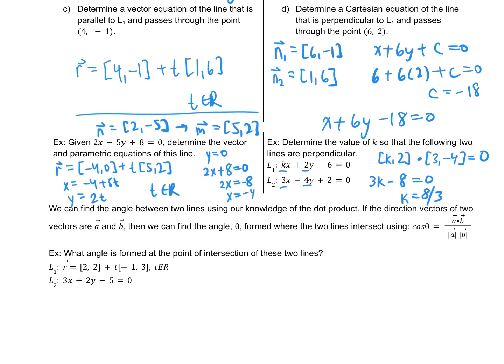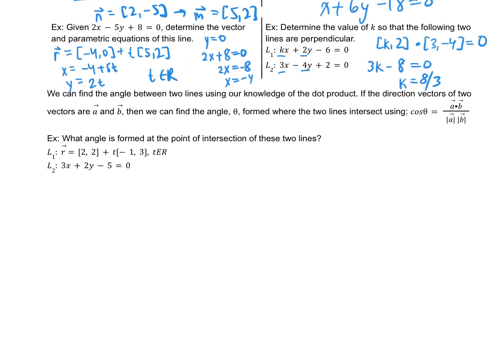All right, final little topic here. We can find the angle between two lines using our knowledge of the dot product. If we take those direction vectors and think about our knowledge of the dot product, we can isolate for cos theta. So if we take the dot product of a dot b, but in our case it's going to be the two direction vectors, and divide that by the magnitude of the direction vectors, we will get cos theta, and ultimately take a cos inverse to get our angle.